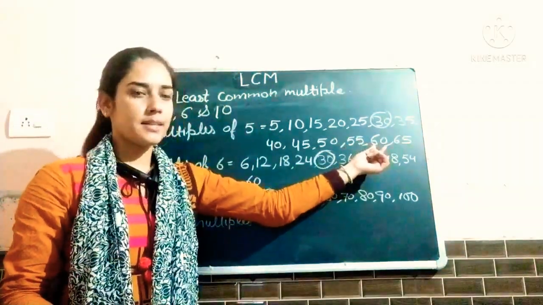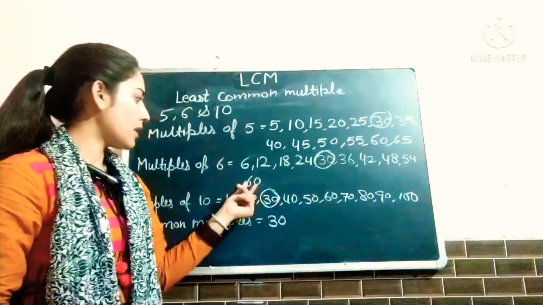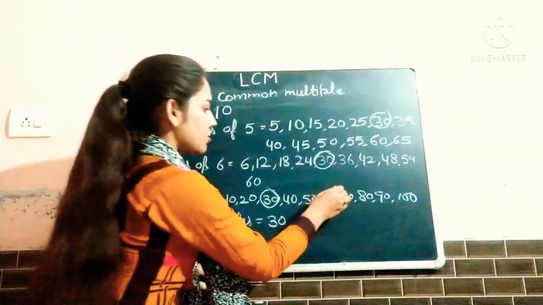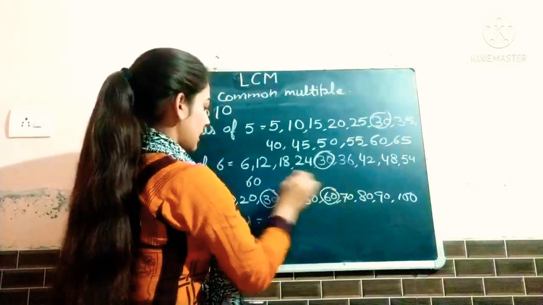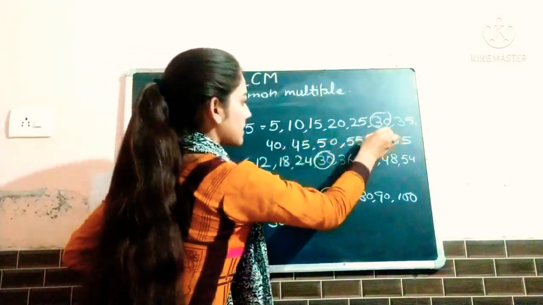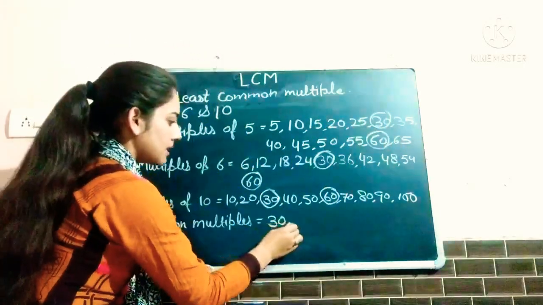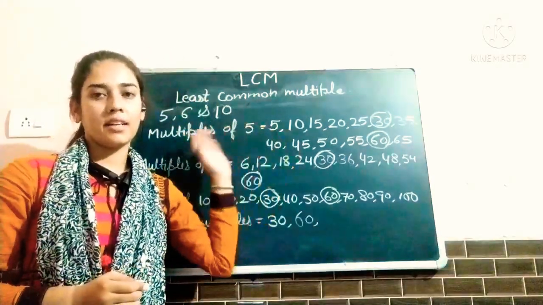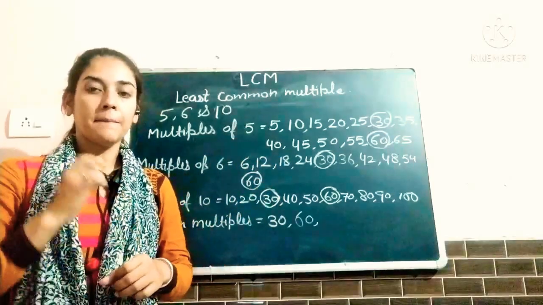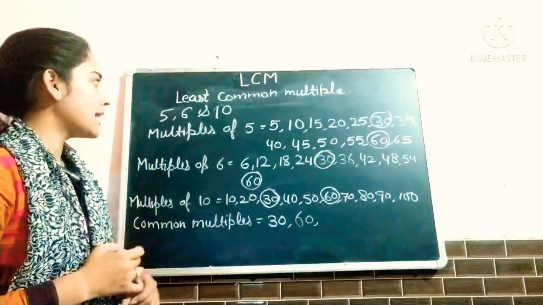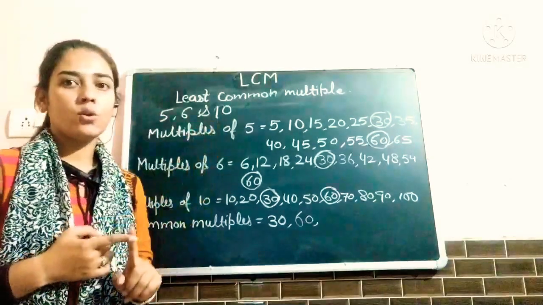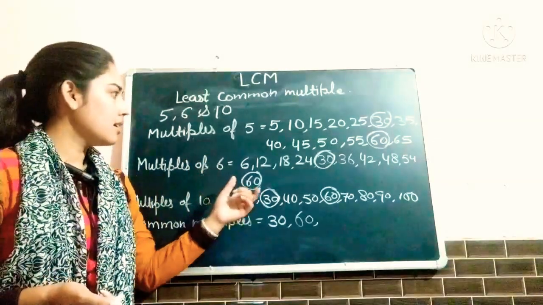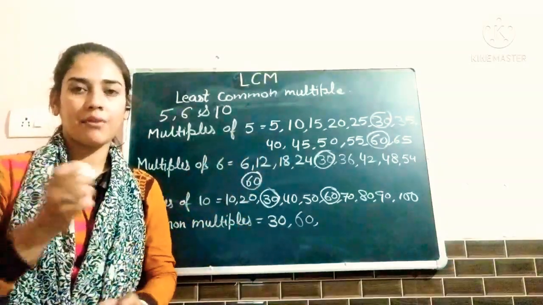Now look here. 60 comes in this multiple of 5, and 60 also comes in this multiple, and 60 also comes in this multiple of 10. So just circle 60 and 60 and 60 here. So it means the other common multiple is 60. If you want to find the third common multiple, then expand the tables. But if the question is to find the LCM of 5, 6 and 10, then there is no need to expand the table more and more. Then you can just write one or two common multiples, after that find the LCM.